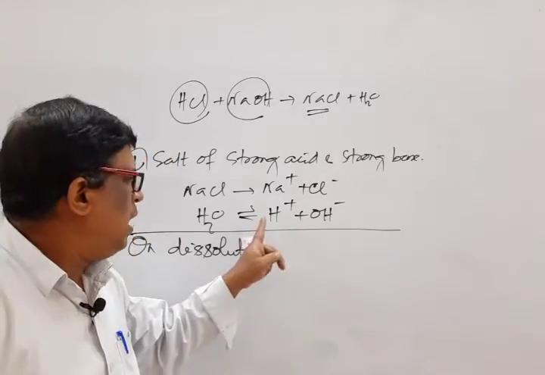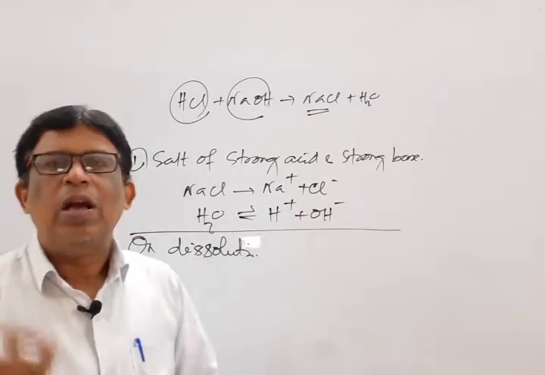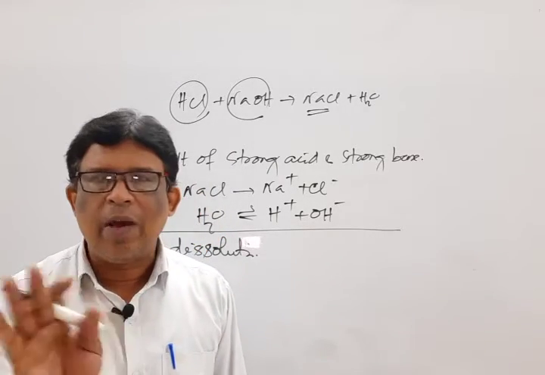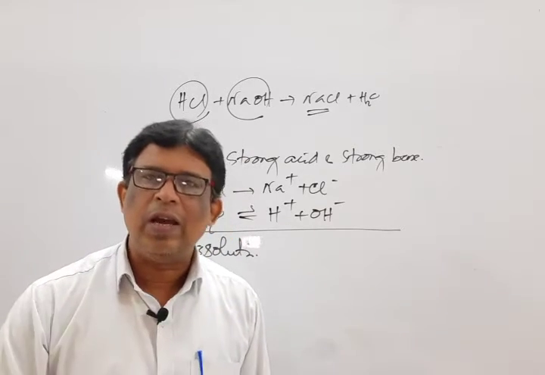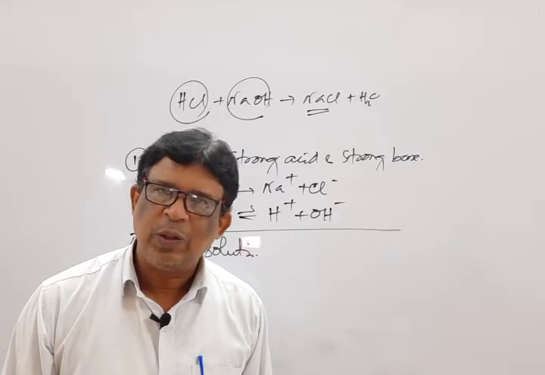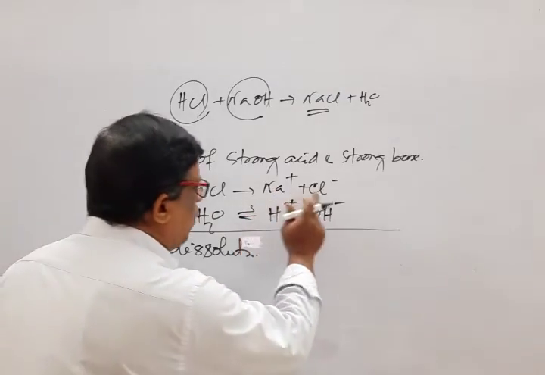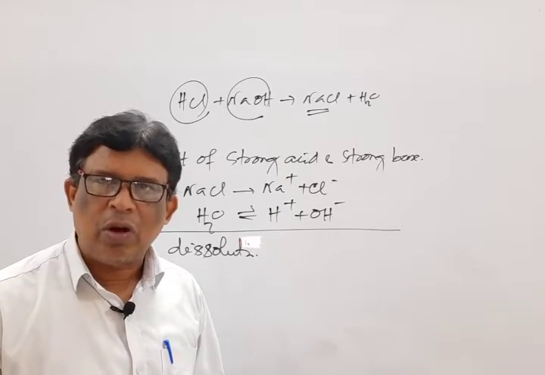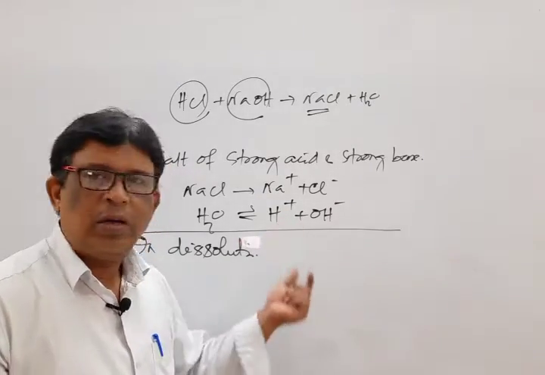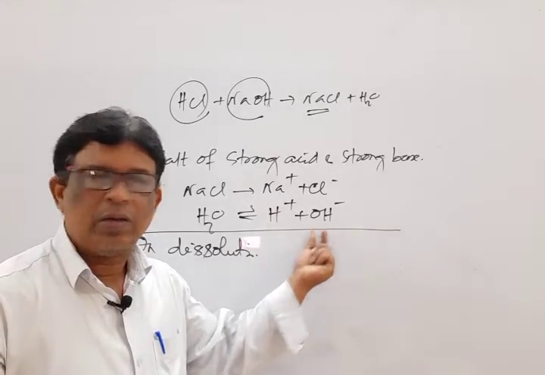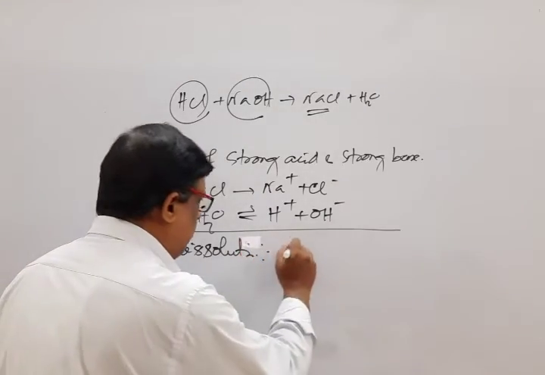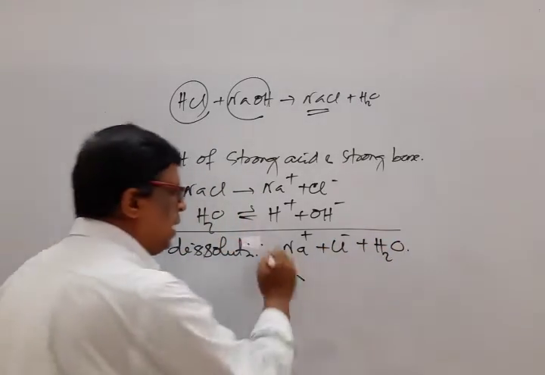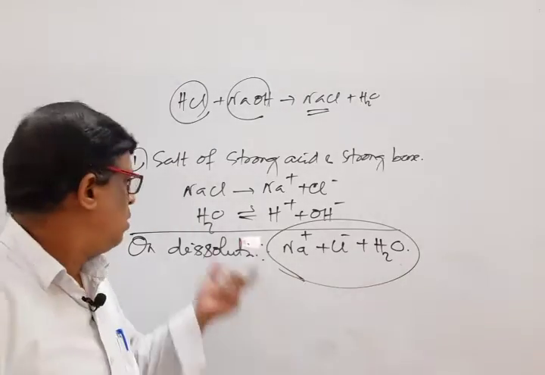Okay, good. Similarly, H+ ion combined with the Cl- ion would form HCl. HCl is a strong acid and also a strong electrolyte, so it never combines; it remains as such in ionic form. The other chance is that Na+ combines with Cl- to form NaCl, and as the salt is a strong electrolyte, it never combines. So the H+ ion combines with the OH- ion. So on dissolution, the result is the formation of Na+, Cl- plus water. This is the final state after dissolution.